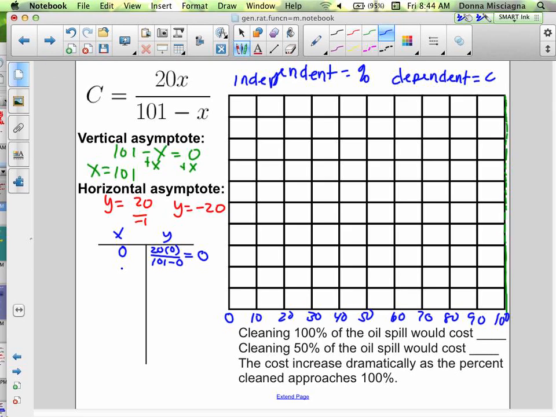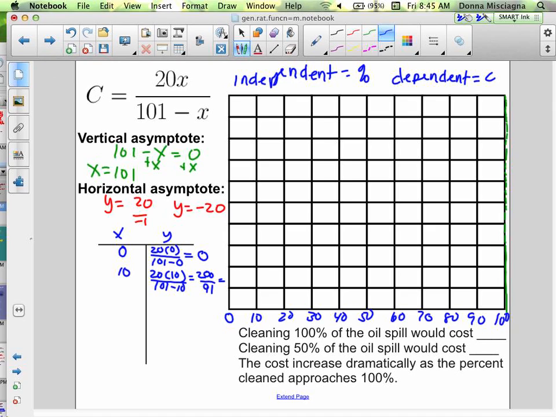So let's say we clean up 10%. We're going to just give it, as my grandfather would say, a lick and a promise. We're going to do a very lousy job and clean up only 10%. So 20 times 10 over 101 minus 10. That's going to be 200 divided by 91. Somebody put that into a calculator for me and get that to me as a decimal number, because this is money. So someone can do that one.